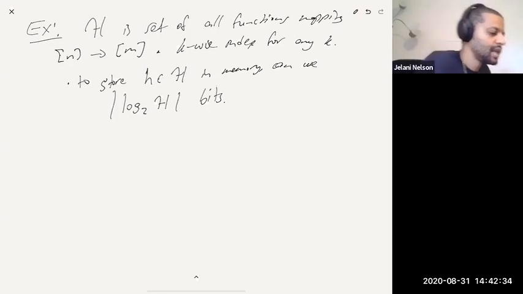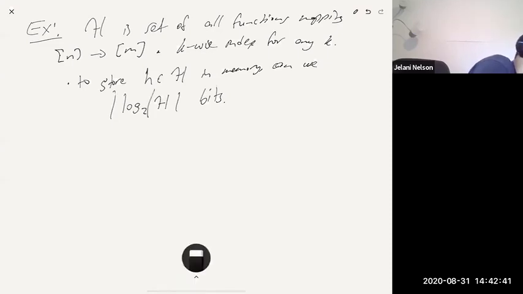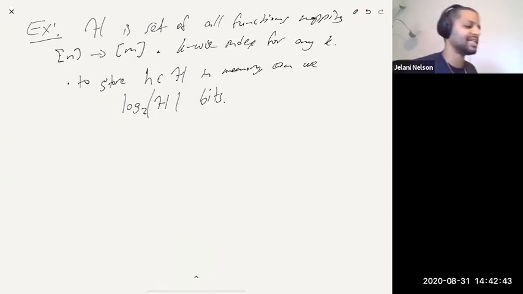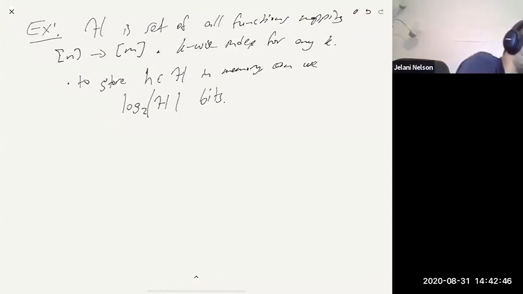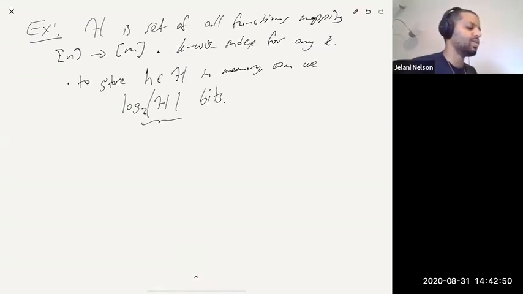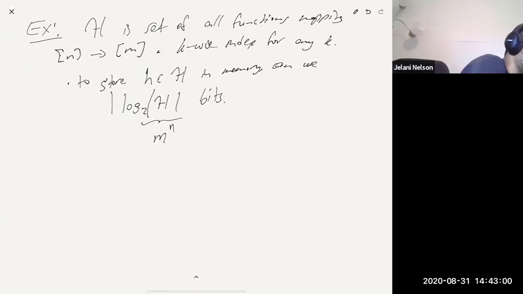Now, sorry, I just realized, this is log of the set size, so not absolute value. Log of the set size bits. Now, what is the set size? How many functions are there mapping 1 to n into 1 to m? Basically, I think it's something like m to the n, right? So this I guess could be the ceiling. So this implies something like n log m bits.